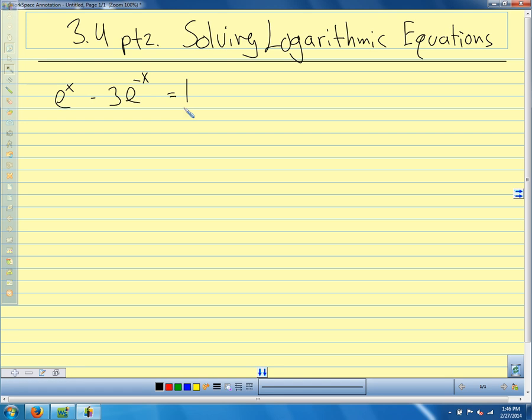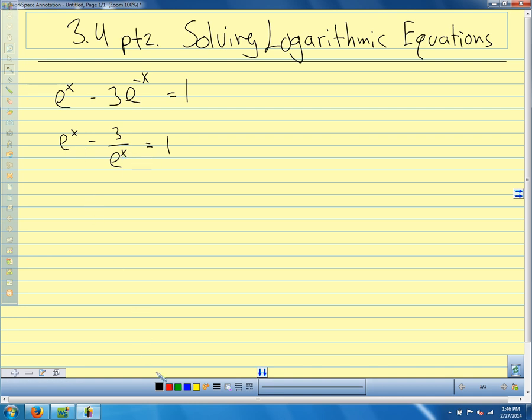Could we factor out an e to the x? We have a yes and we have a no. Well, let's think about it a little differently. How can I rewrite e to the minus x? 1 over e to the x. So I can rewrite the equation that way. Now what can I do with this side? Can I add these two numbers? What do I have to do to be able to add those two? We have to find a common denominator.